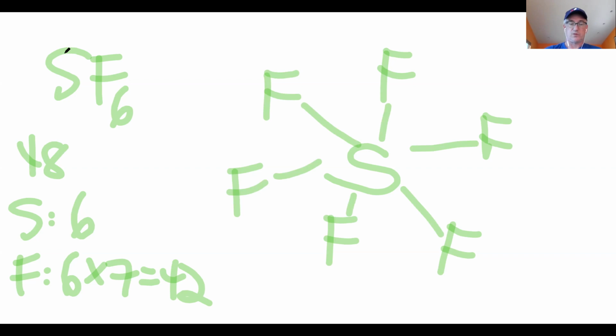12. So I've got 30 electrons to go. Now remember, first thing you do, decorate the outside to make sure everybody gets an octet. Each fluorine has 2 from the bonds, so we give them all 6 to fill their octets.